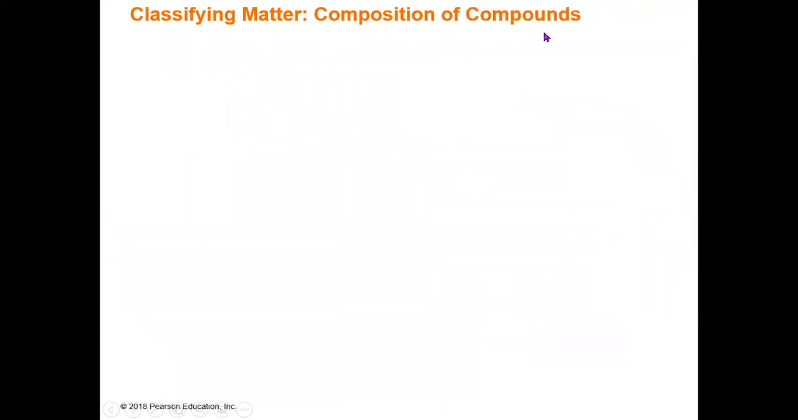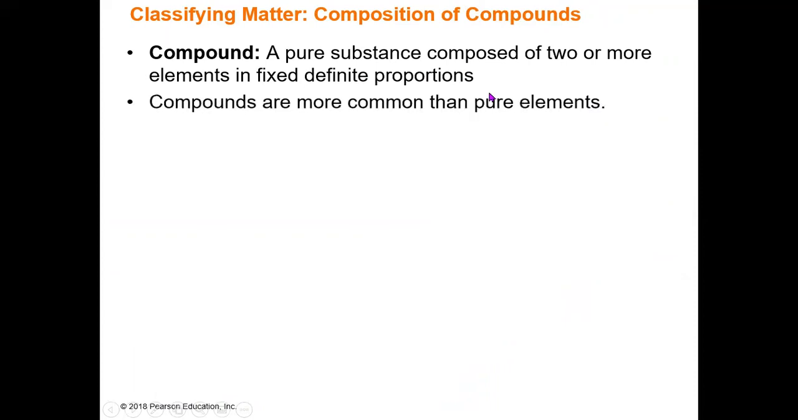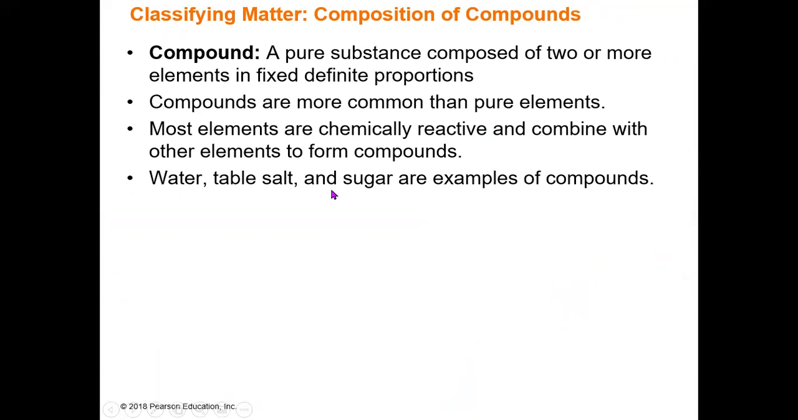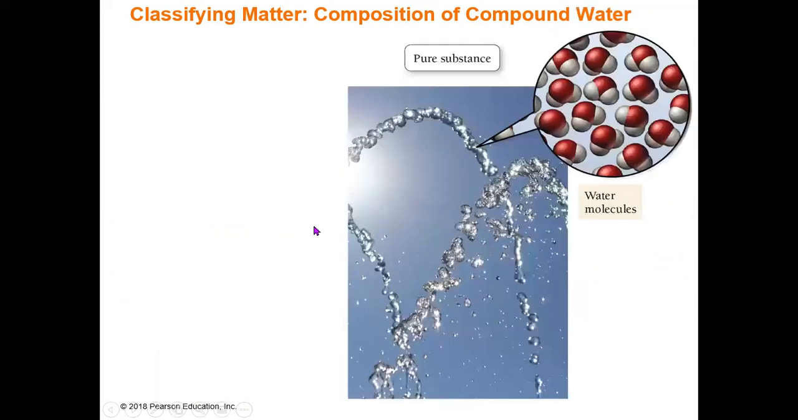Classifying matter, composition of compound. A compound, a pure substance composed of two or more elements in fixed definite proportions. Compounds are more common than pure elements. Most elements are chemically reactive and combine with other elements to form compounds. Water, table salt, and sugar are examples of compounds. A compound can be decomposed into simpler substances by chemical reactions.